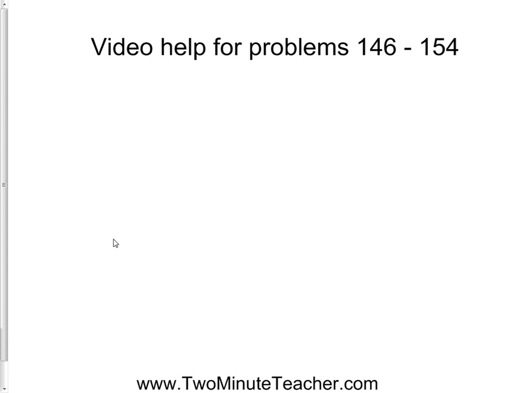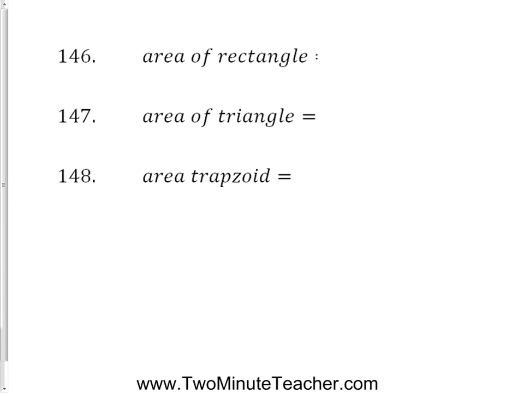Okay, let's talk about 146 through 154. Number 146, area of a rectangle. Some people talk about rectangles in terms of length and width. I really prefer using base and height because then we can use the same letters in a lot of these different formulas. Okay, so area of a rectangle is base times height. I would have accepted area equals length times width because either way you're multiplying the two dimensions.